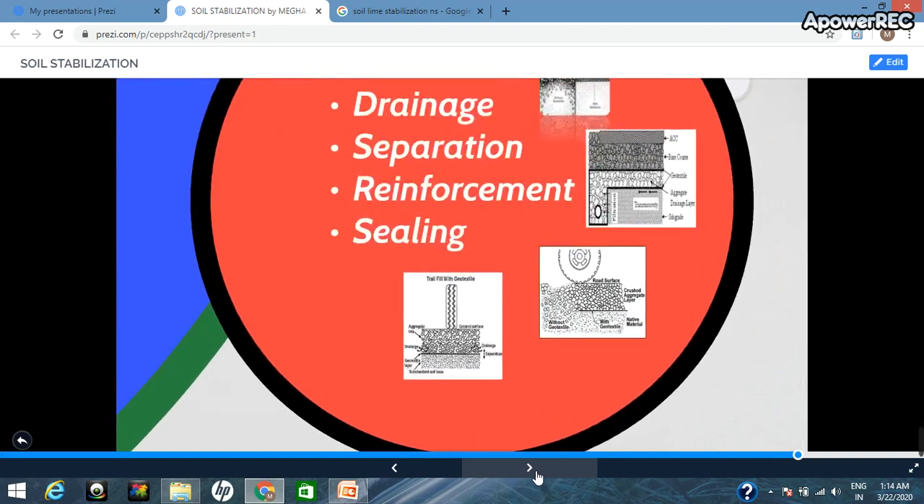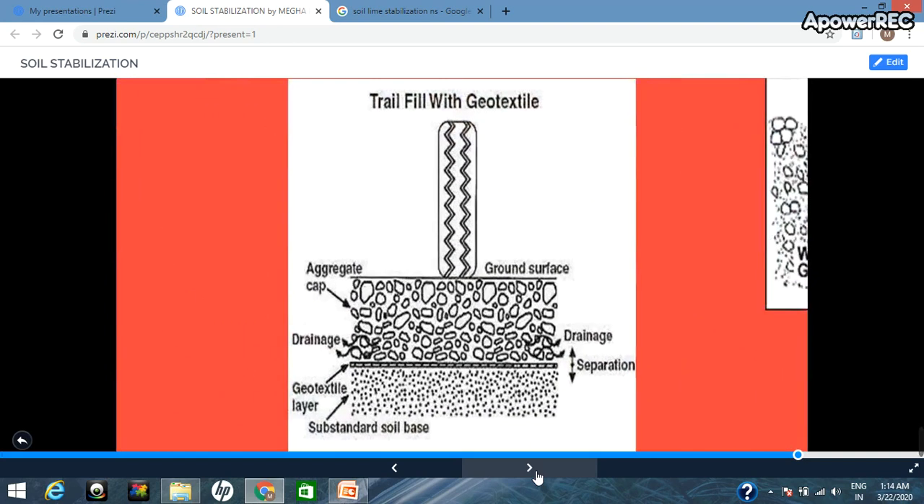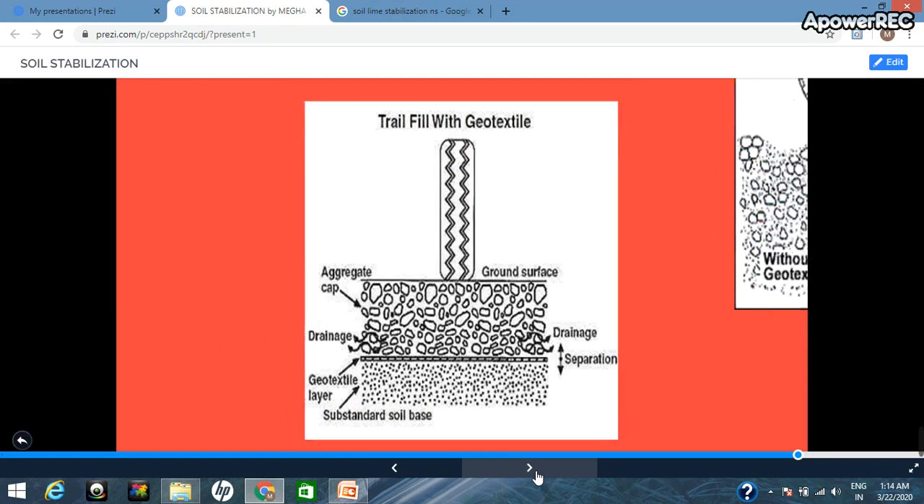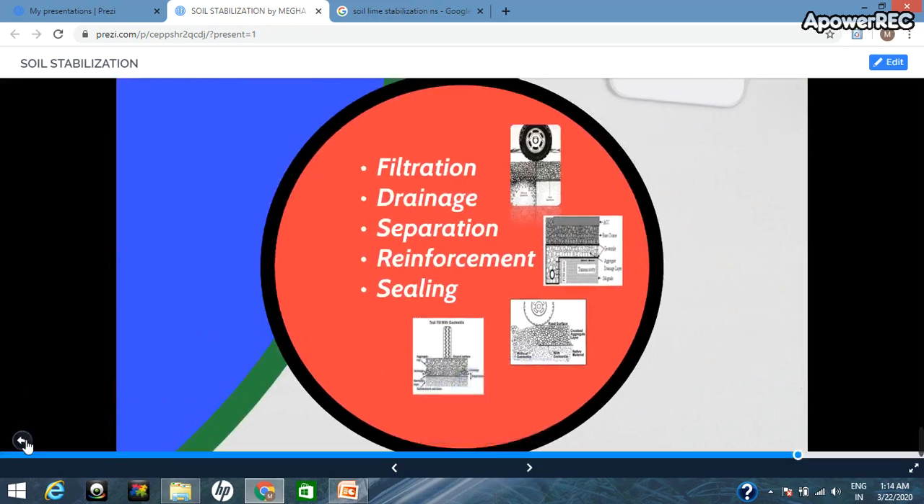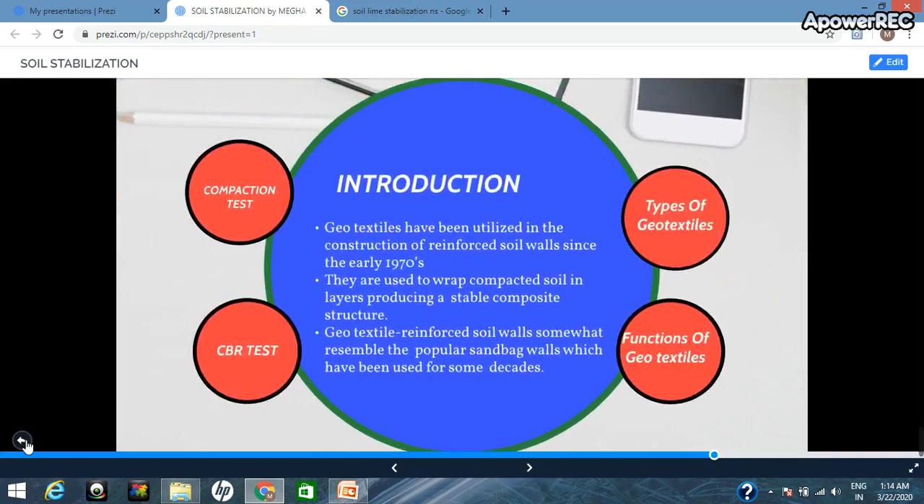Next one is reinforcement. This is the total diagram which explains how the geotextile is helpful for drainage, separation and reinforcement purposes. So these were the types of geotextile and the functions of geotextile.